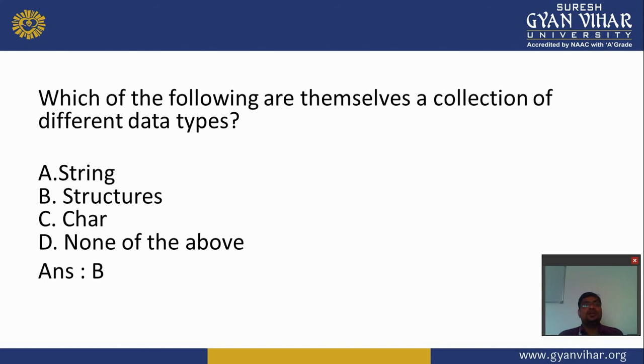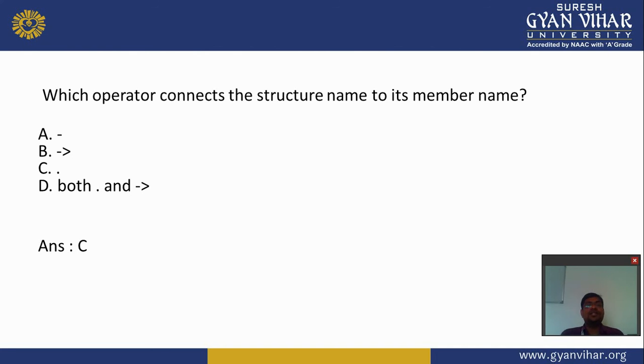The first MCQ is: which of the following is itself a collection of different data types? String, structure, character, or none of the above. The question is asking which data type allows many different data types. The answer is structure. The second question is: which operator connects the structure name to its member name? To connect the structure variable to its attributes, we use the dot operator.